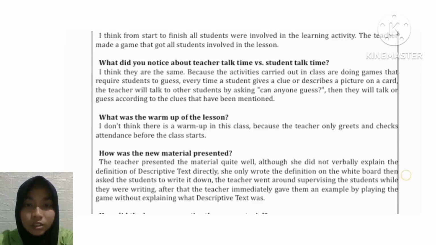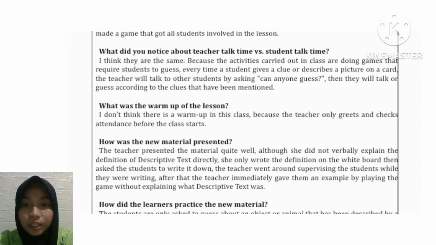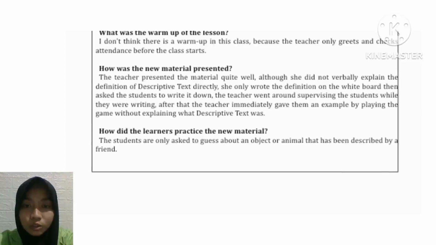The teacher presented the material quite well, although she did not verbally explain the definition of descriptive text directly. She only wrote the definition on the whiteboard, then asked the students to write it down. And the teacher went around supervising the students while they were writing. After that, the teacher immediately gave them an example by playing the game without explaining.